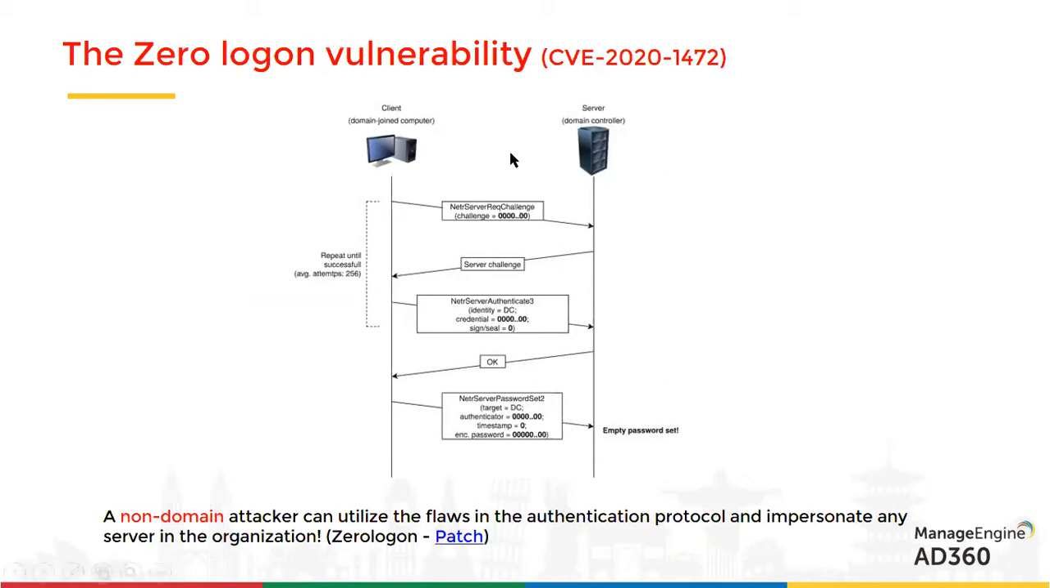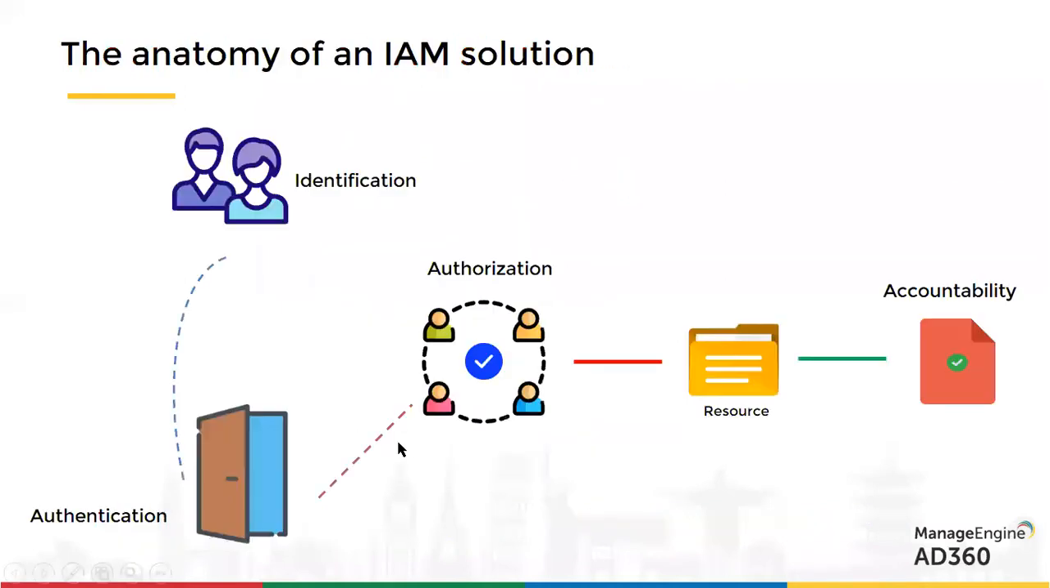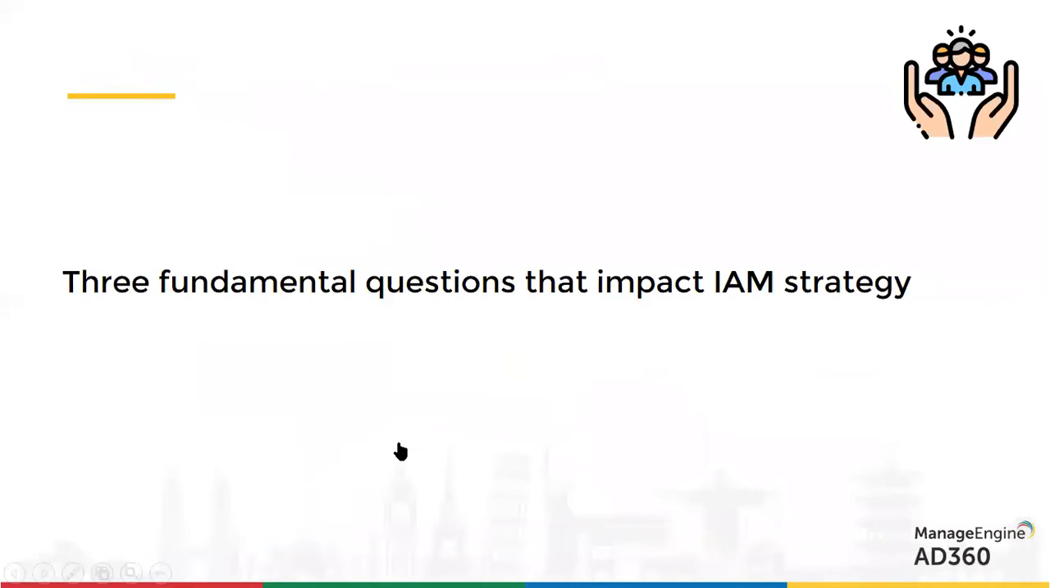So attackers were eventually able to send null values as a challenge and eventually use a null password or an empty password from a client machine to become authenticated in Active Directory, right? I would encourage you to patch this flaw as soon as possible. It is hyperlinked right here. Just click on the patch that you see on your screen and you can patch it right away.